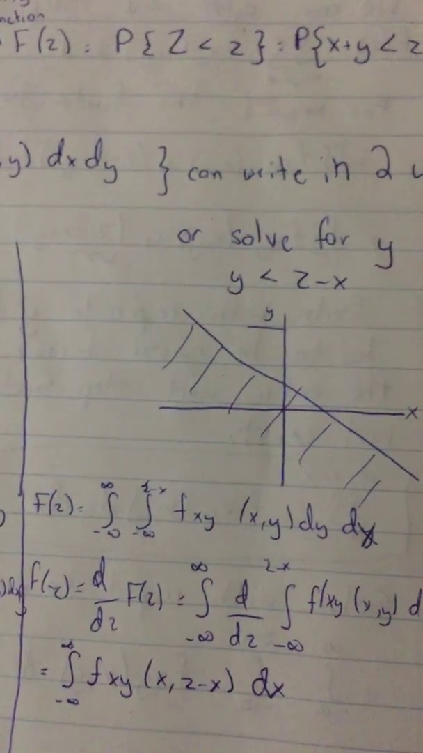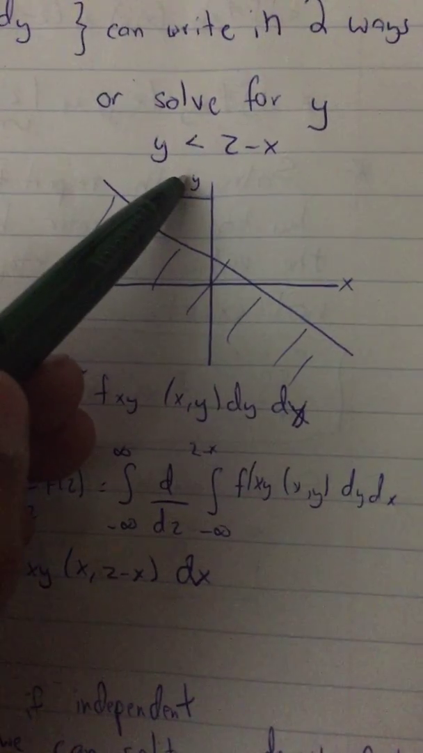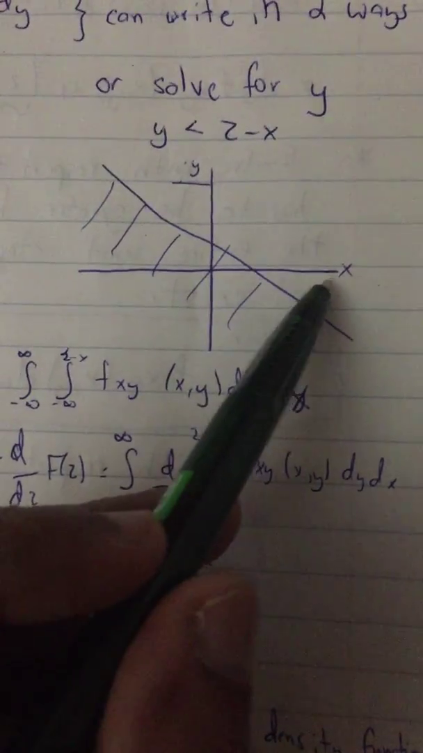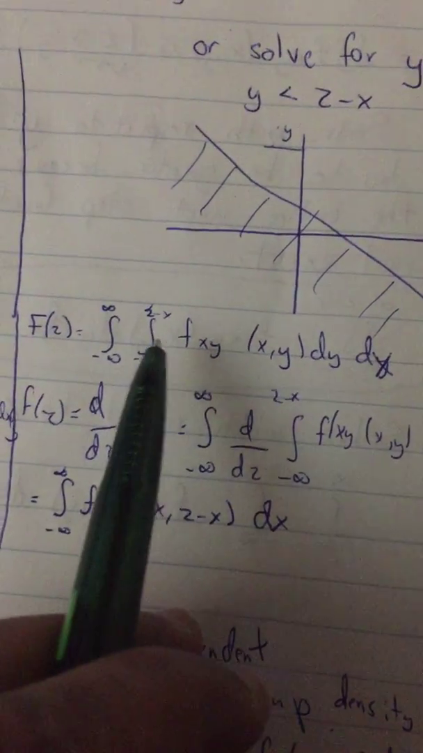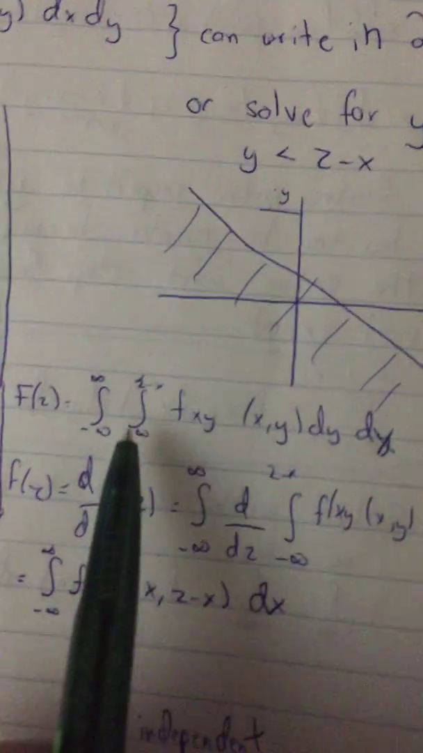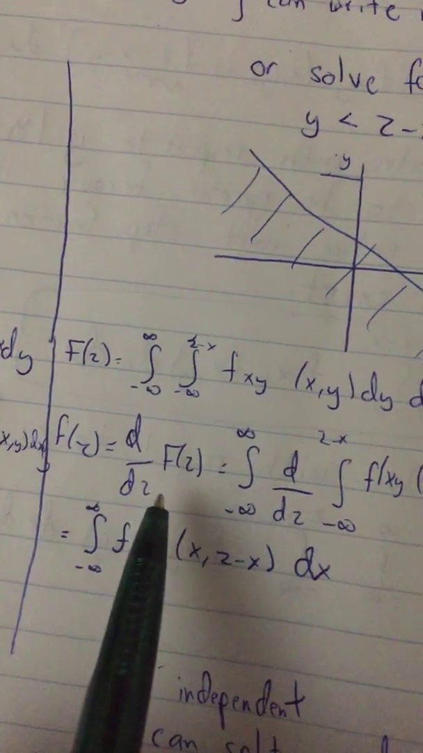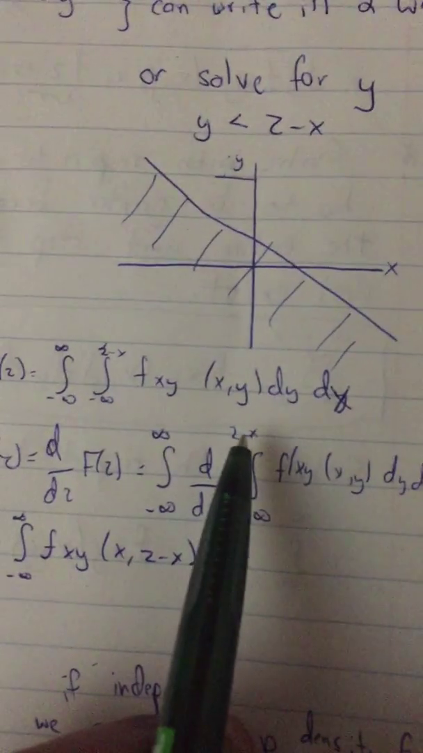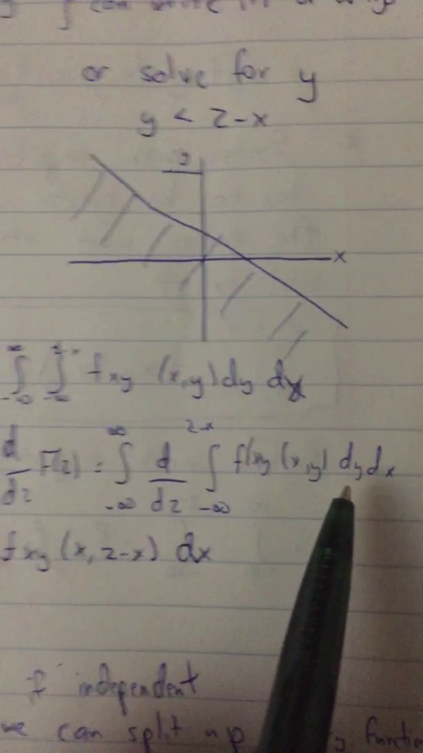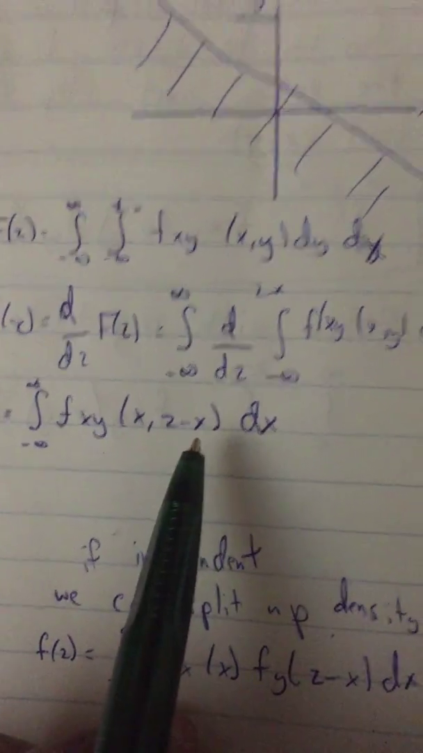Okay, so solving for y here, y is less than z minus x. Over here I'm using y as the vertical axis, x is the horizontal, so same graph. F of z equals negative infinity to infinity, negative infinity to z minus x. Instead of z minus y, we have z minus x here because we're using this limit. f of xy (x, y) dy dx. F of z equals, d/dz F of z equals negative infinity to infinity d/dz negative infinity to z minus x of f of xy dy dx. And this equals negative infinity to infinity f of xy (x, z minus x). We're swapping out the y for the z minus x, dx.